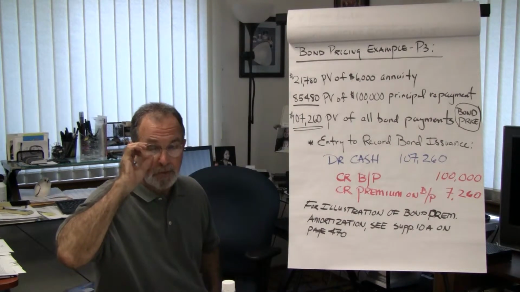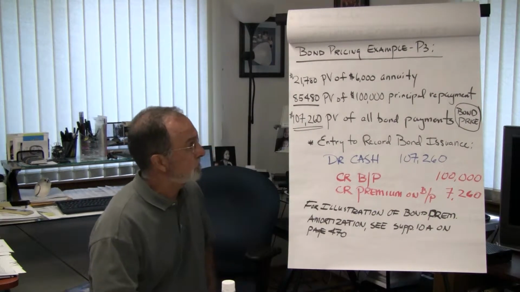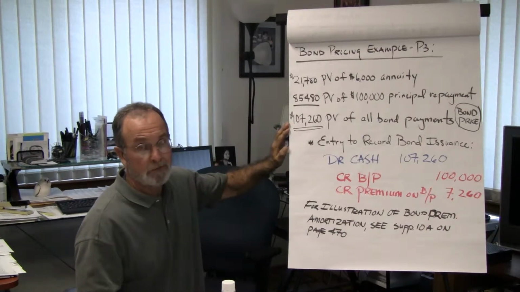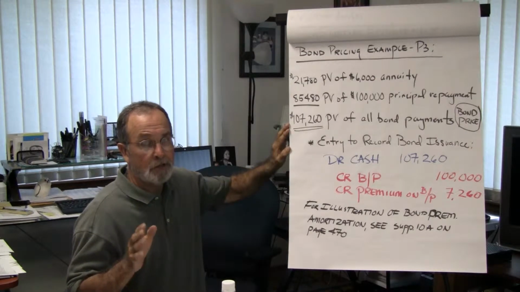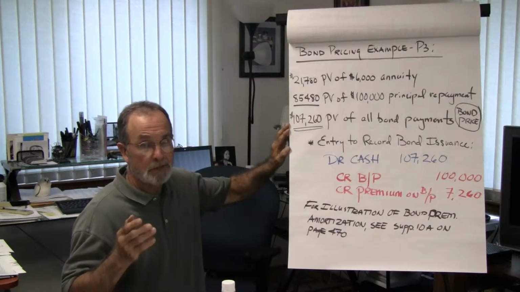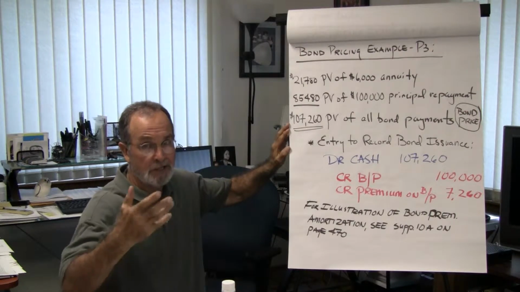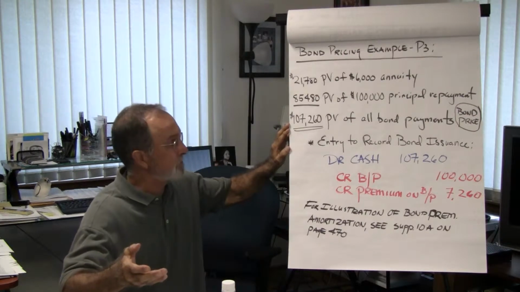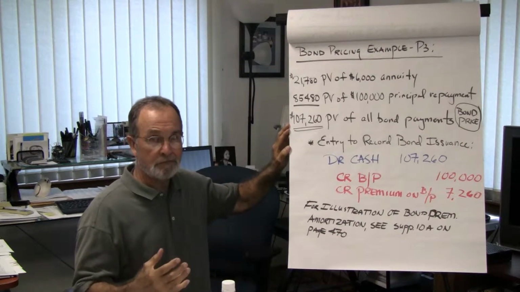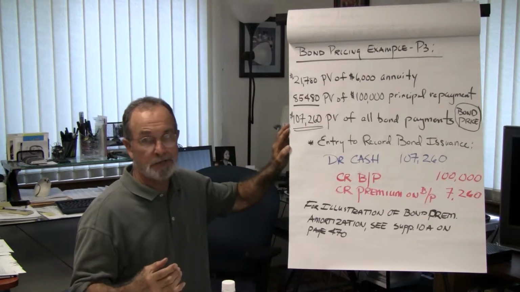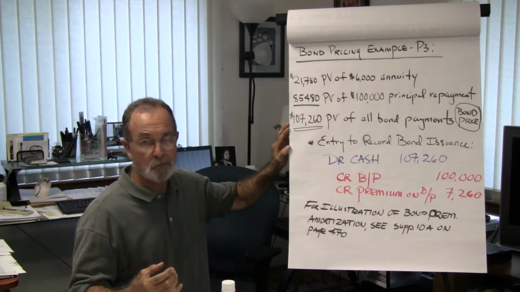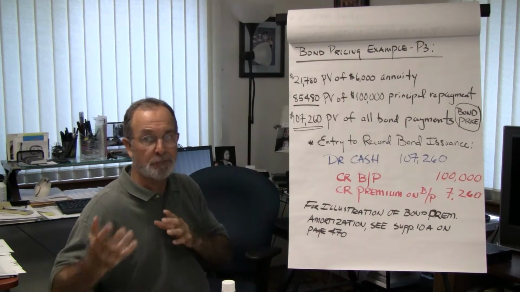Okay, now let's finish up talking about this bond example. In the previous lesson, the last thing we noted was that for a $100,000 bond issue, again, we are borrowing $100,000 by selling these bonds to bond investors. The price of the bond, or the amount we will receive, is $107,260, or $7,260 more than we must repay.